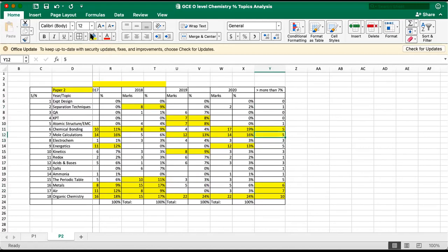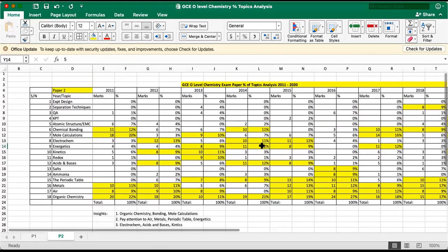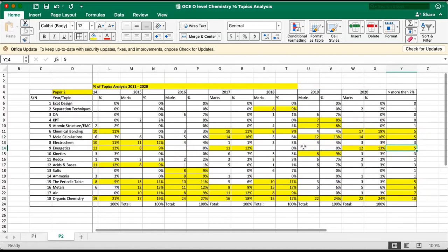Interestingly, I find that they like to ask a lot of bonding questions over the years. Mole concept definitely, because mole concept can appear in every topic, and indeed it did. Energetics is getting more and more prominent, but actually from 2013 to 2015, the percentage of questions for energetics is quite high, and it dropped to zero in 2016, came back again, dropped, no questions, and then suddenly came back last year.